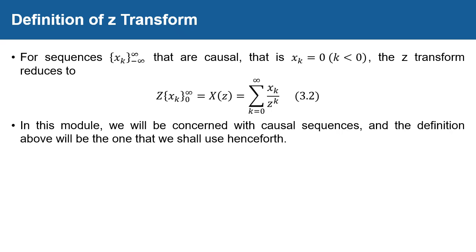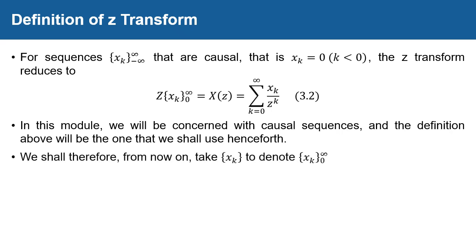So take note that we will be using equation 3.2 as the definition of the Z transform, and we'll be using that for solving for the z transform of a given sequence. So from now on, we take x(k) to denote x(k) from 0 to infinity.